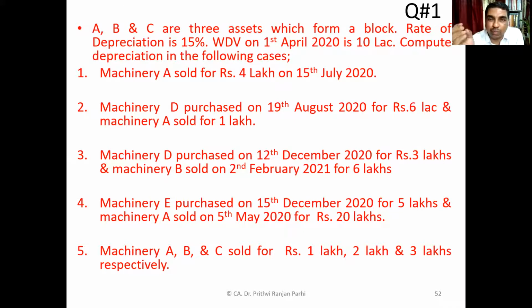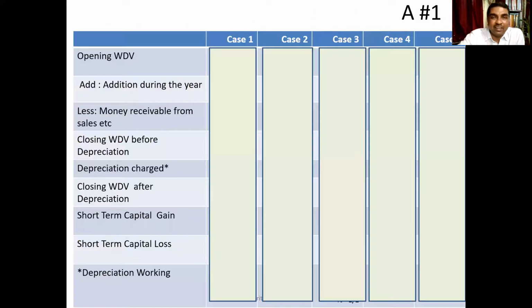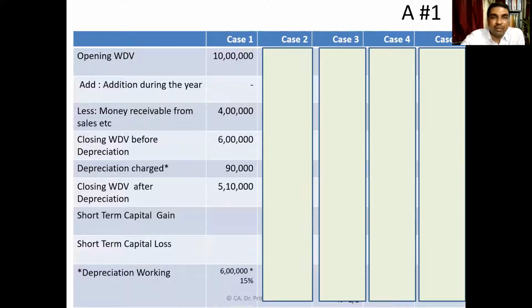First case, machine A is sold for 4 lakh on 15th July. Second case, machine D is purchased on 19th August 2020 for 6 lakh and machine A is sold for 1 lakh. One by one we have to see what the situation is. First, machine A is sold for 4 lakh. Let us see how to deal with that. Just have a look at this format. Opening WDV in the question is 10 lakh. There is no addition, but the machine is sold for 4 lakh rupees.